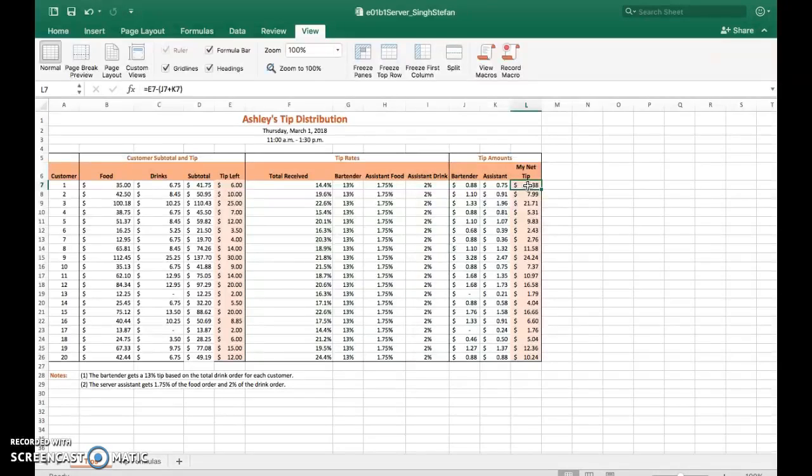My net tip, which was Ashley's amount, Ashley's cut, would be the total tip left minus the sum of what the bartender and the assistant got. So she got 4.38. In some cases she got $20. Wow, that's a good tip. 24. So yes, Ashley did pretty well on that day.